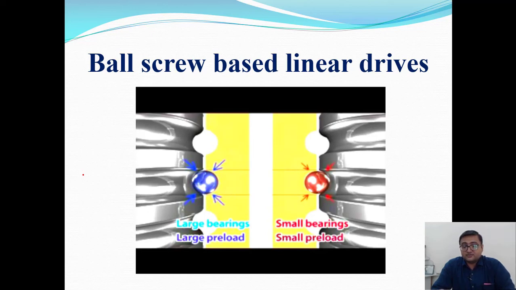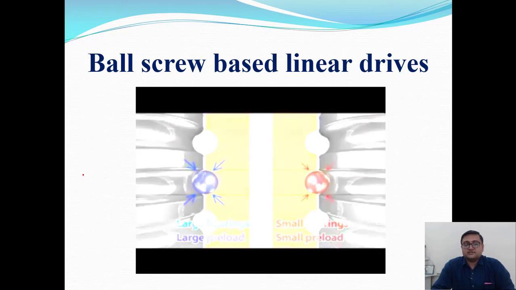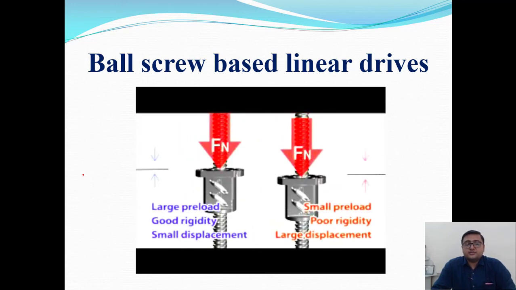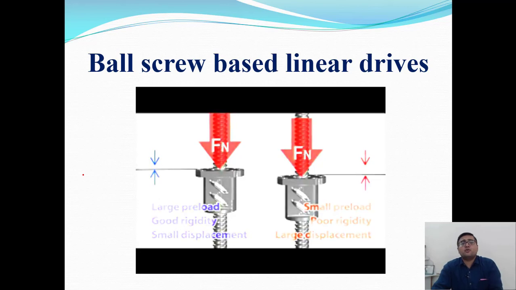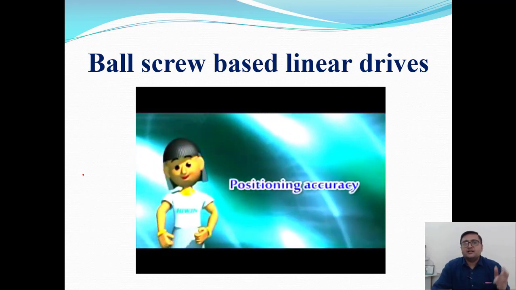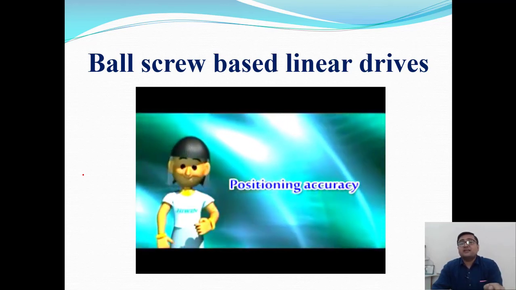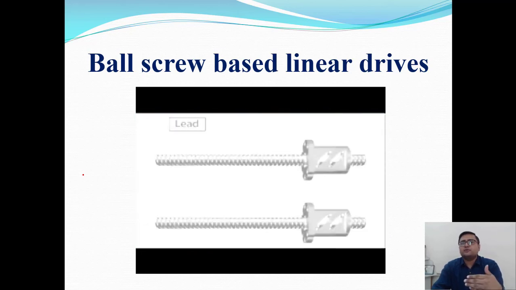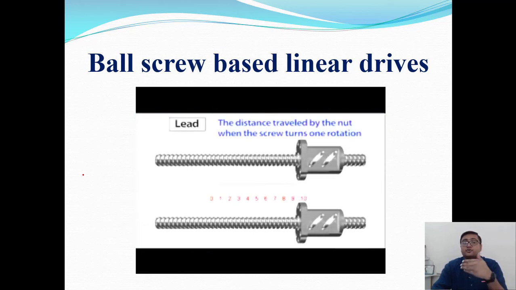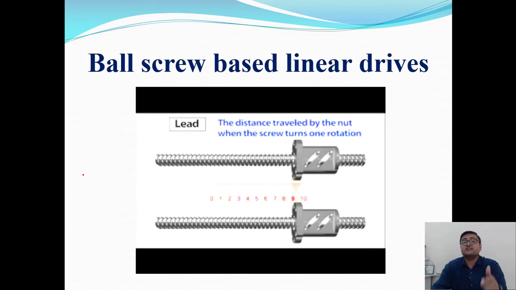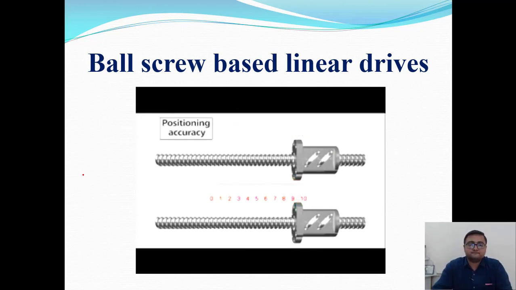So here the small bearing with small preloads and the large bearing with large preloads are mentioned. Due to the small preload, the poor rigidity and large displacement will be there, but the large preload will provide good rigidity and small displacement. So the preloading condition has its own advantage, but mind well, the preloading condition also increases the wear and tear of the material. So you need to provide the highest quality of material in order to reduce the wear and tear, or in order to increase the dynamic rating of a particular ball.